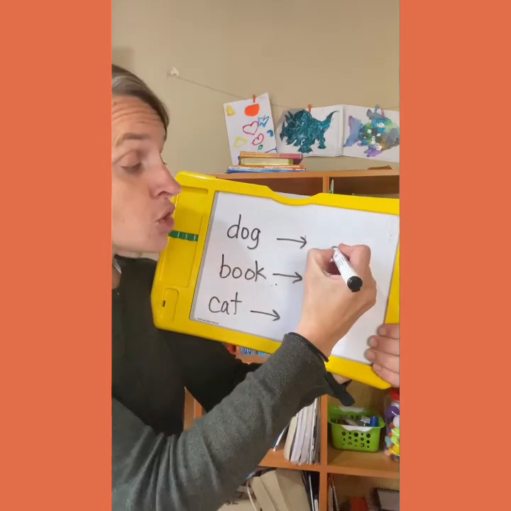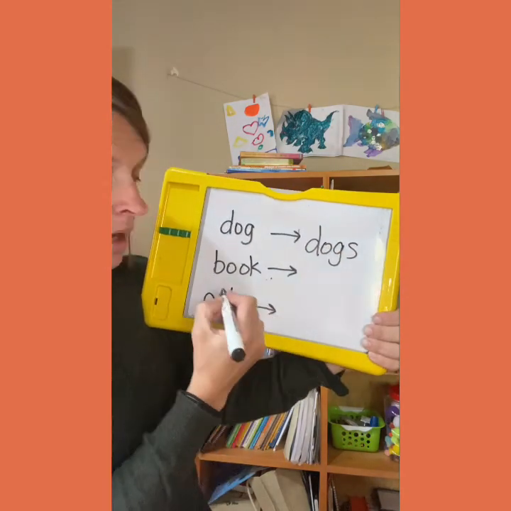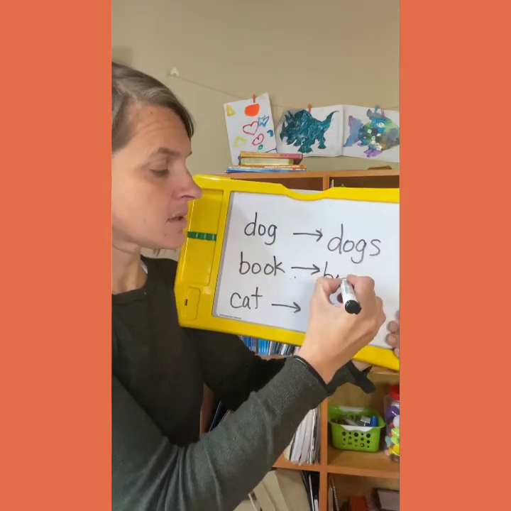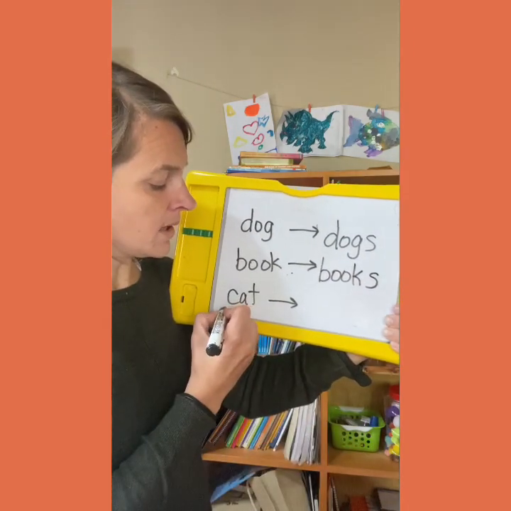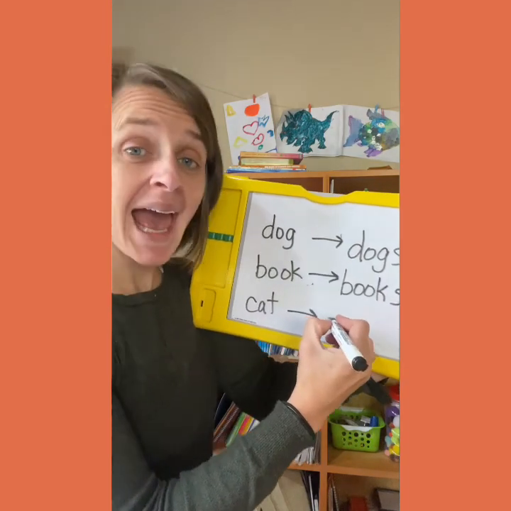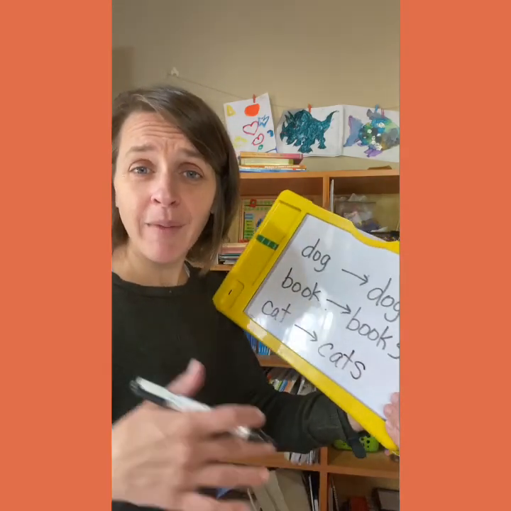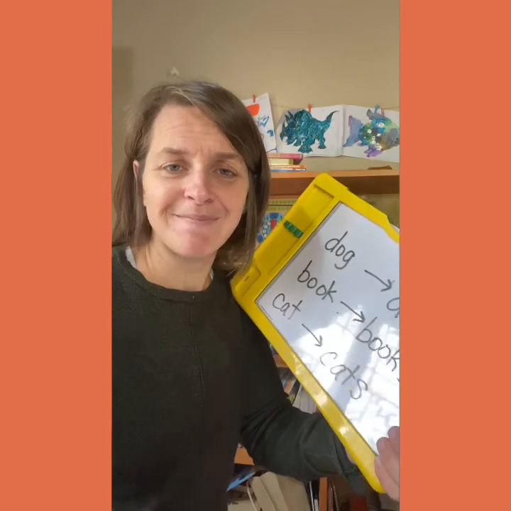I have 2 dogs, D-O-G-S. I have so many books. I'm gonna add an S. Or there are a lot of cats. So I just add an S. So most of the time when there's more than one of something, we just add an S. But sometimes there's a rule where we add an ES.